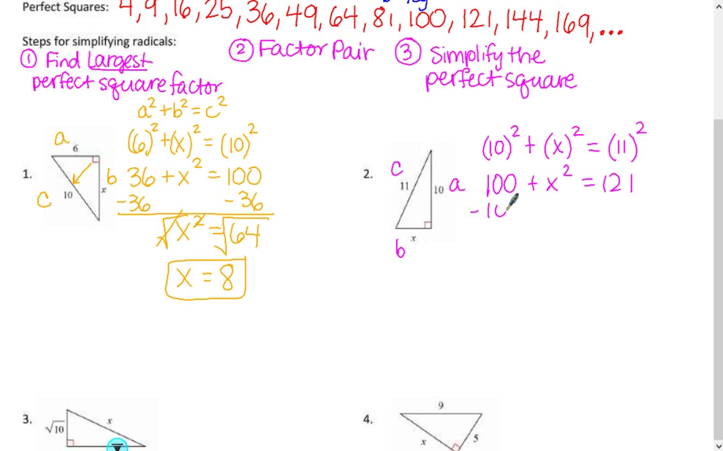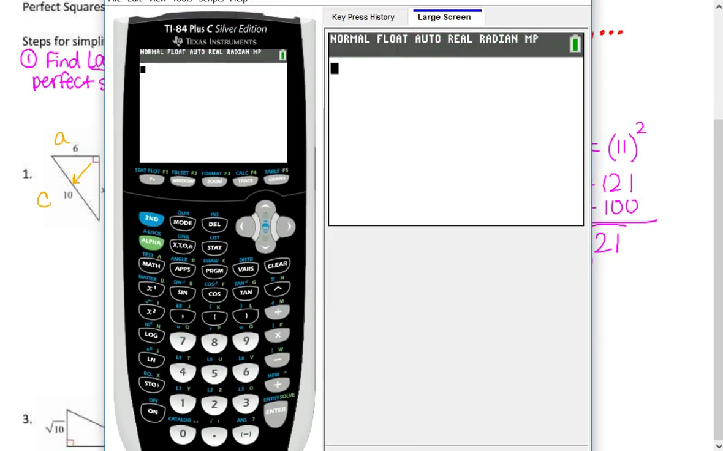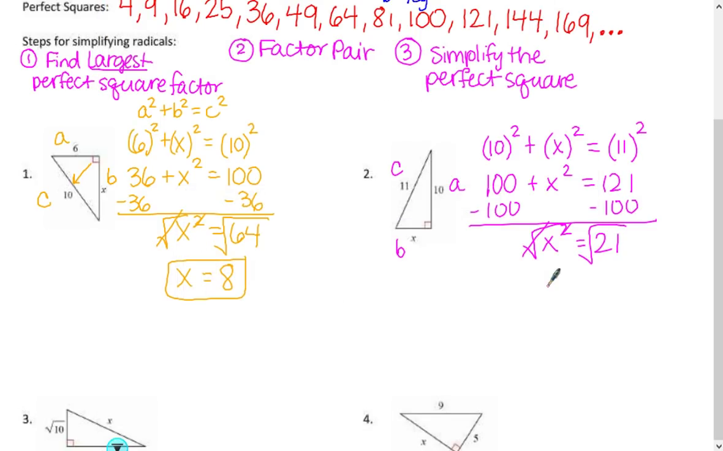And again, I want to isolate my variable x by subtracting 100 from both sides. And I'm going to be left with x squared equals 21. Same thing now, I need to take the square root of both sides. Now here's the problem. The square root of 21, we're about to see, is not a perfect square. So it's a long, long decimal. So what we're going to do is try to simplify the square root of 21.